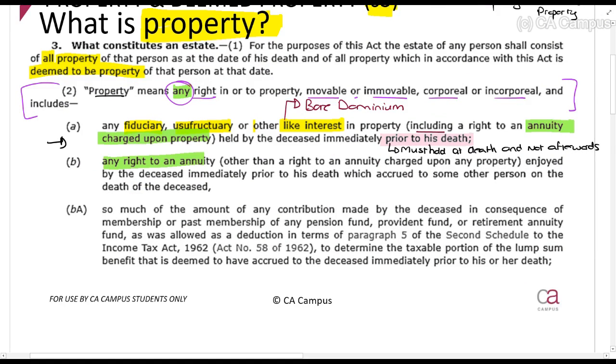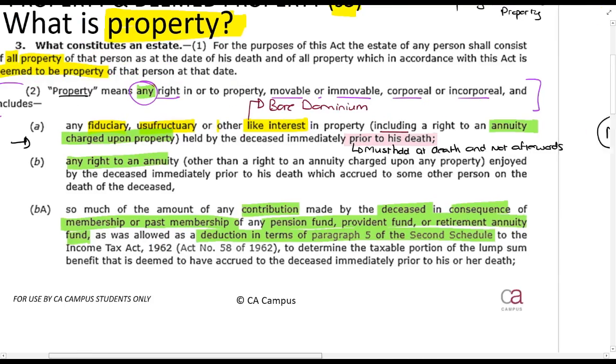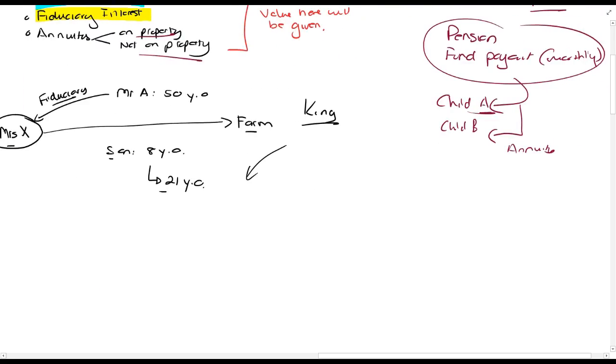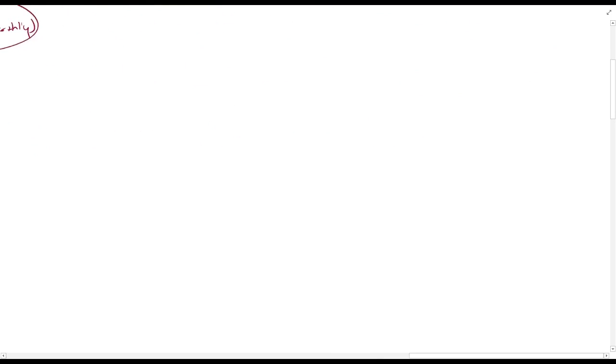And then BA, so much of any amount of contribution made by the deceased in consequence of a membership or past membership of a pension fund, provident fund, or retirement annuity fund, as was allowed as a deduction in terms of paragraph 5 of the 2nd schedule of the Income Tax Act, to determine the taxable portion of the lump sum. Okay. This is pretty interesting. I'm not going to go into too much detail with it, but I want you to just understand.